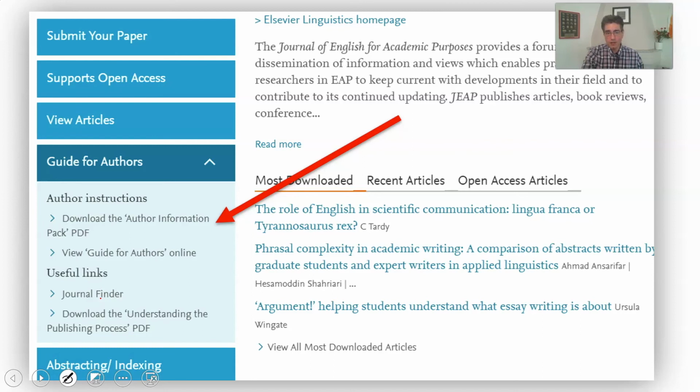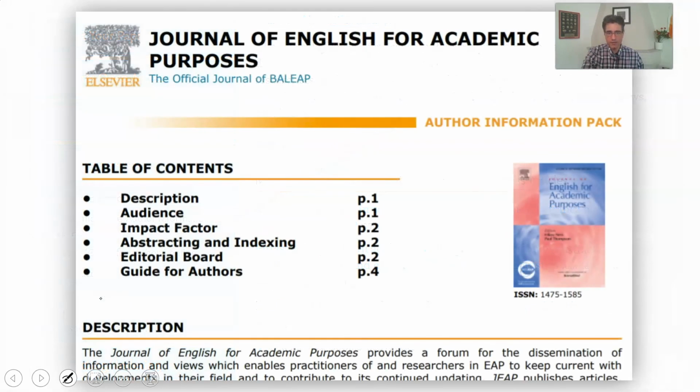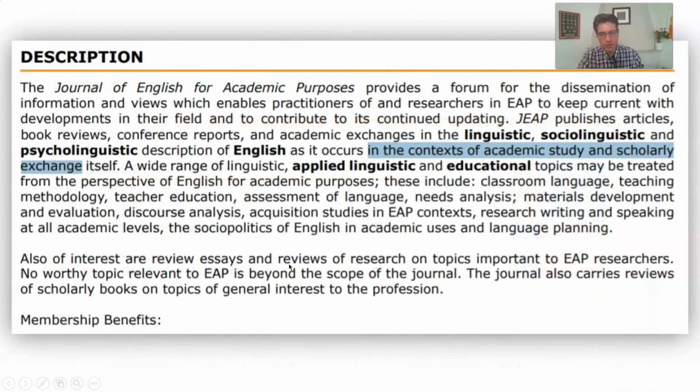But you can also use this strategically in your cover letter. So I'll show you what I mean. Here's their author information pack from the Journal of English for Academic Purposes. The contents are a description, their audience, their impact factor, where they're indexed, the editorial board, and so on. And what you can do, if you look at the description in these author information packs, is that sometimes you can use a particular wording. In this particular case, I was submitting that journal article that I showed in a different video, especially on the last year's evidence of ELF and non-native English speaking English in international journals.